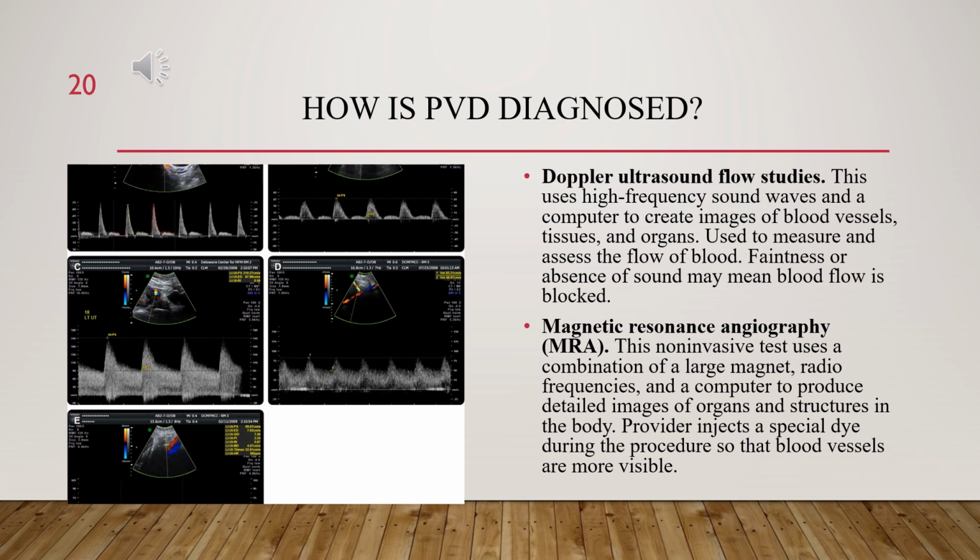And then we can use a magnetic resonance angiography, or MRA. And this is a non-invasive test. It uses a combination of a large magnet, radio frequencies, and a computer to produce detailed images of organs and structures in the body. And the provider injects a special dye during the procedure so that the blood vessels are more visible.